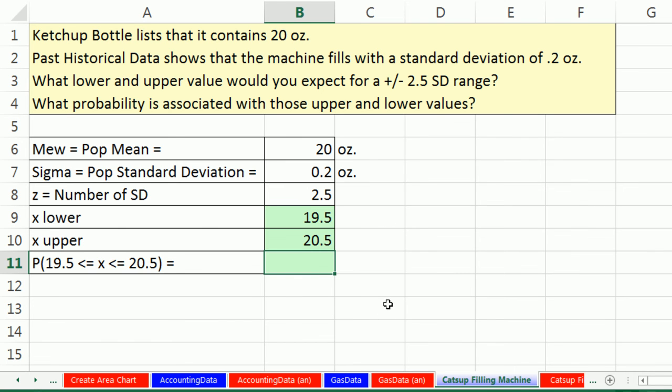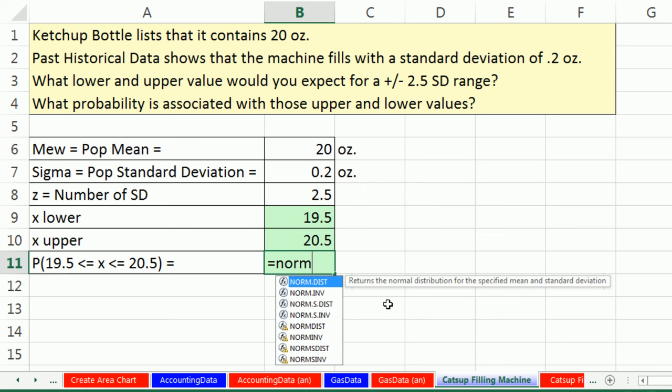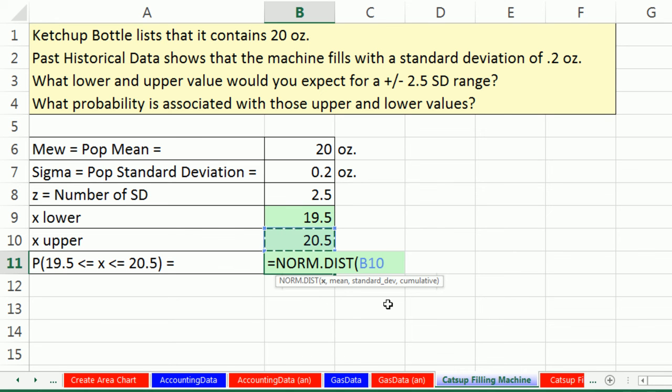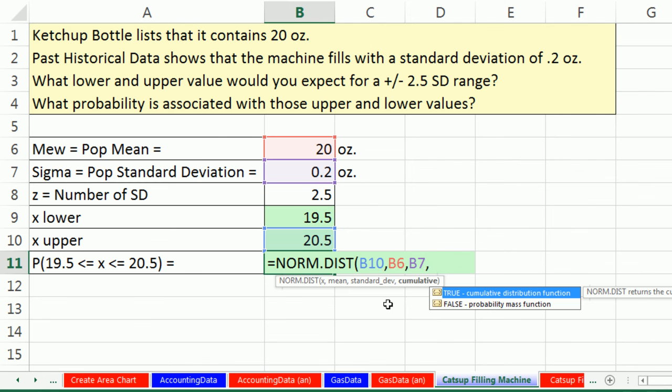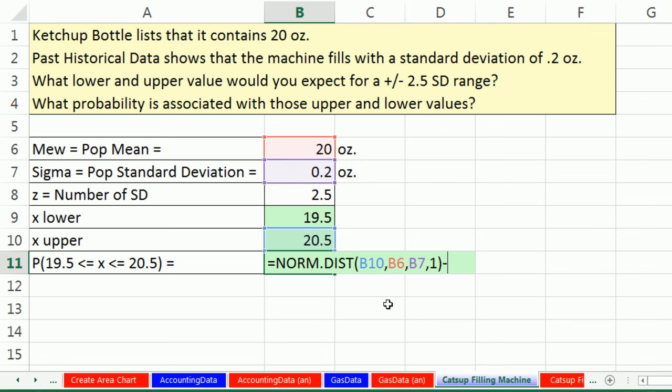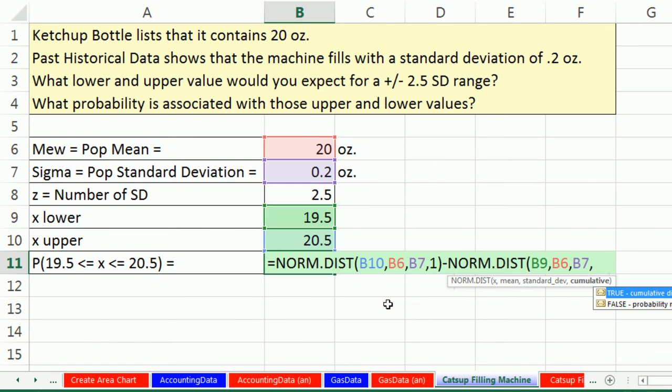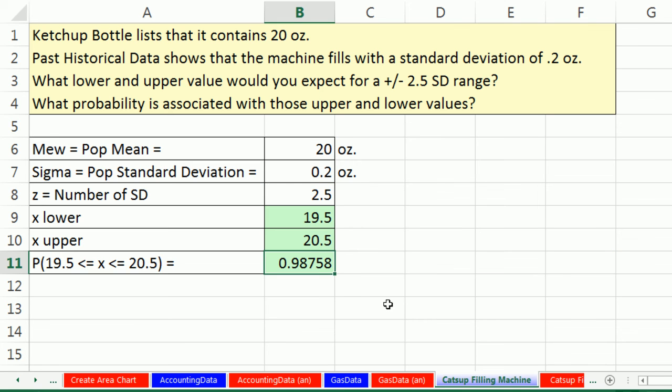Now the probability, we have our upper and lower equals NORM.DIST. There's our upper, the mean, the standard deviation, 1 for cumulative, close parentheses. That's the upper, so I subtract NORM.DIST, and I need the lower, comma, the mean, the standard deviation, comma, 1, close parentheses, Control Enter. The probability that a bottle could be between 19.5 and 20.5 ounces is 98.75%.